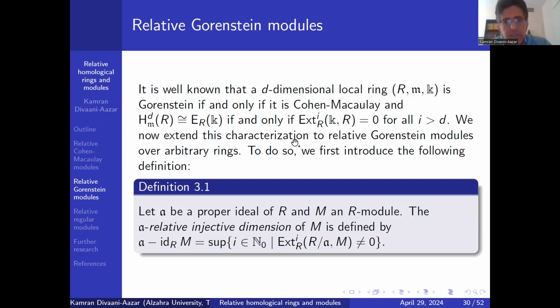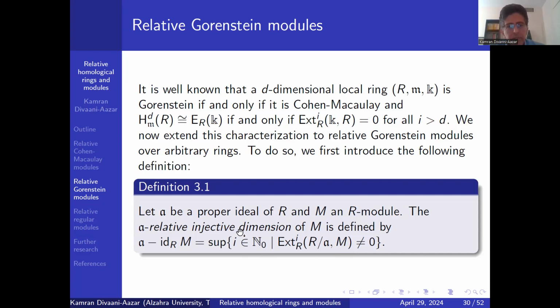We are interested in whether there is an analog of this for relative Gorenstein-ness. The answer is yes, but to present this analogous characterization we need a definition. Let A be a proper ideal of R and M be an R-module. Then the A-relative injective dimension of M is defined as the supremum of i's such that Ext^i(R/A, M) is non-zero.